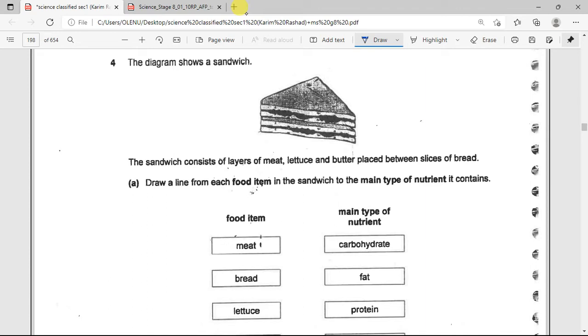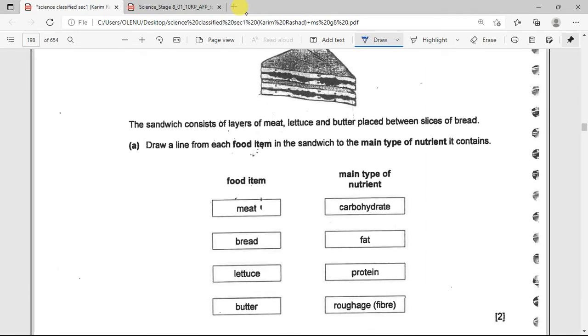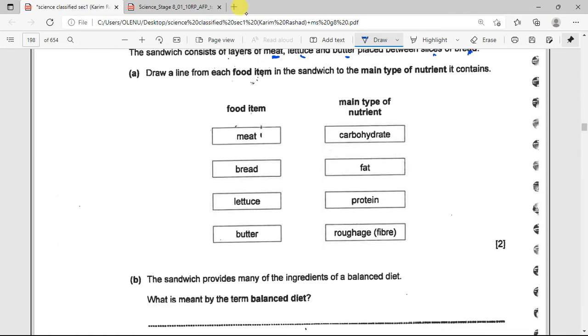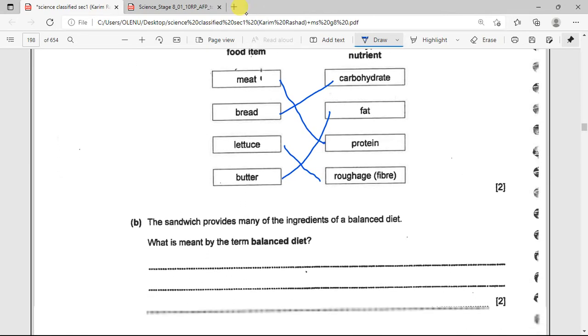Now, the diagram shows a sandwich. We all take this to school for lunch. The sandwich consists of layers of meat, lettuce, and butter placed between slices of bread. So we have four different types of food: meat, lettuce, butter, and bread. Draw a line from each food item in the sandwich to the main type of nutrient it contains. Lettuce obviously is roughage. Butter is fat. Bread is carbohydrate, and meat contains protein. That's all, 2 marks.